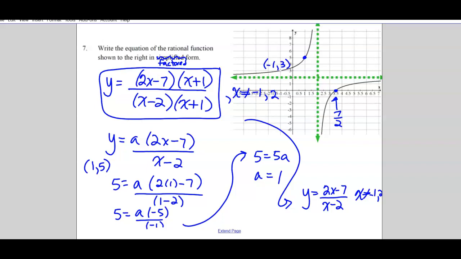Because if I graph this, I will get that graph going all the way through that point. Think about using your calculator. If I graph this, I'm going to get that, but it will be continuous through that point. If I want the equation of that, this will do it, or this with that restriction.